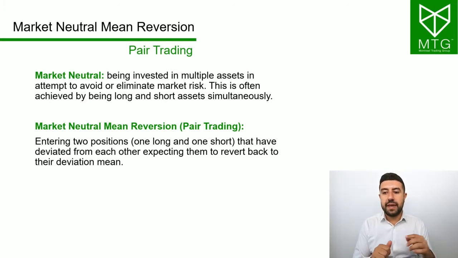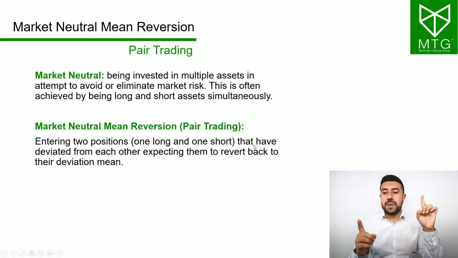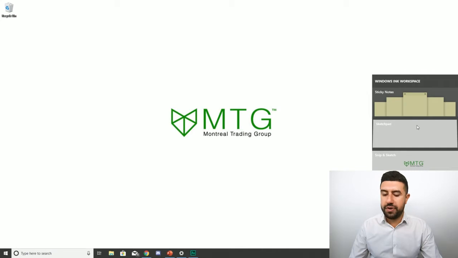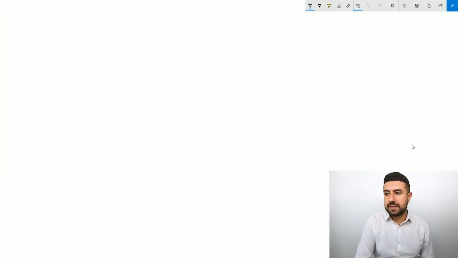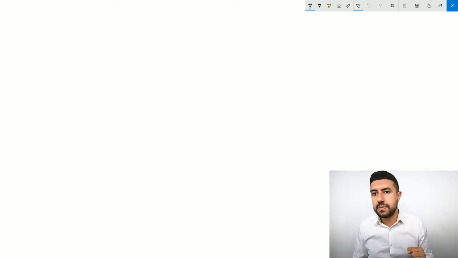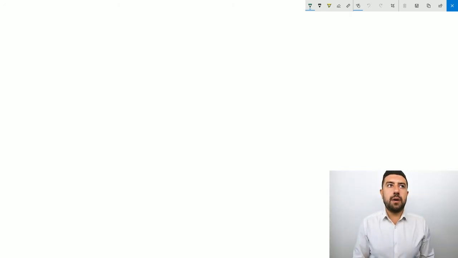And the other thing we believe in is that when things diverge, they converge back. So to do this, we find two positions. We enter two positions, one long and one short, that have deviated from each other, and we expect them to revert back to their mean. So for example, we take two currencies that make sense, that are correlated, that move together. So for example, we take ICX and Aeon.